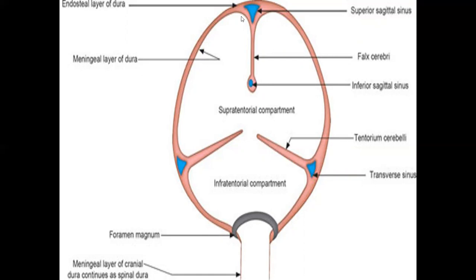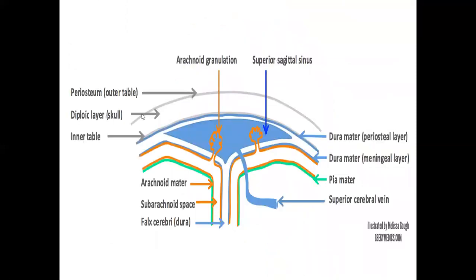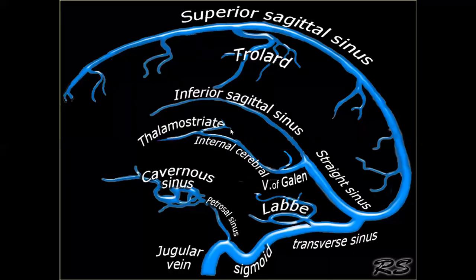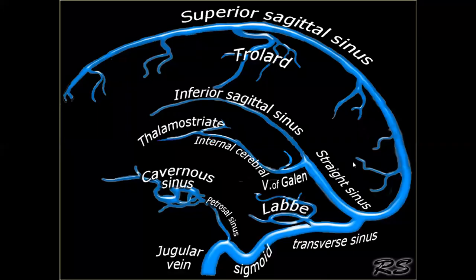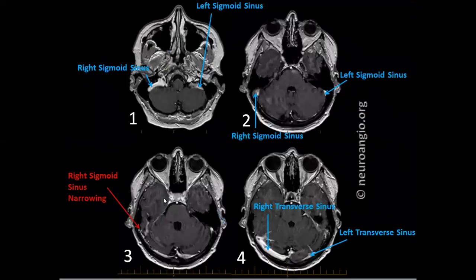You can see it is mostly in between the periosteal layer and meningeal layer of the dura. You can see here, this is the periosteal layer, this is the meningeal layer, and these are the arachnoid granulations, and in between you can find the sagittal sinus, dural sinuses. So superior sagittal sinus, inferior sagittal sinus, straight sinus, transverse sinus, sigmoid sinus, and cavernous sinus.